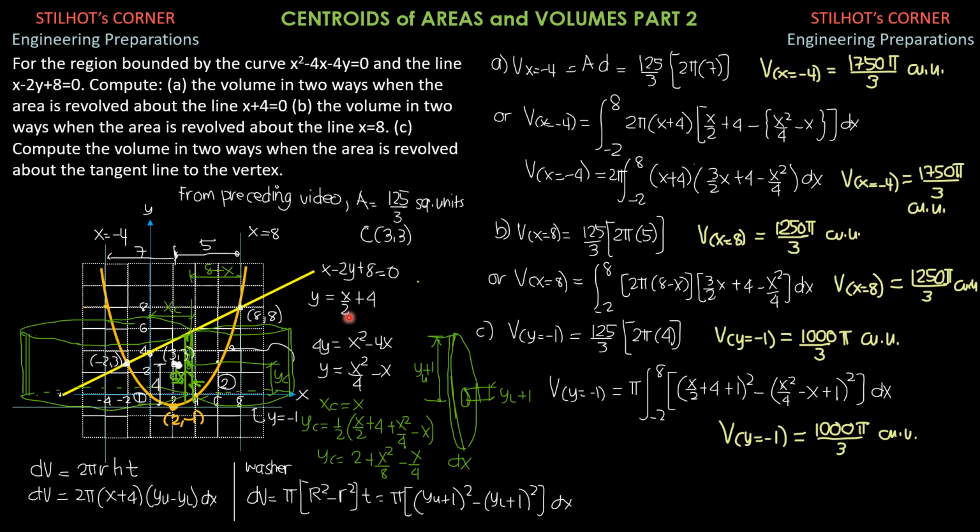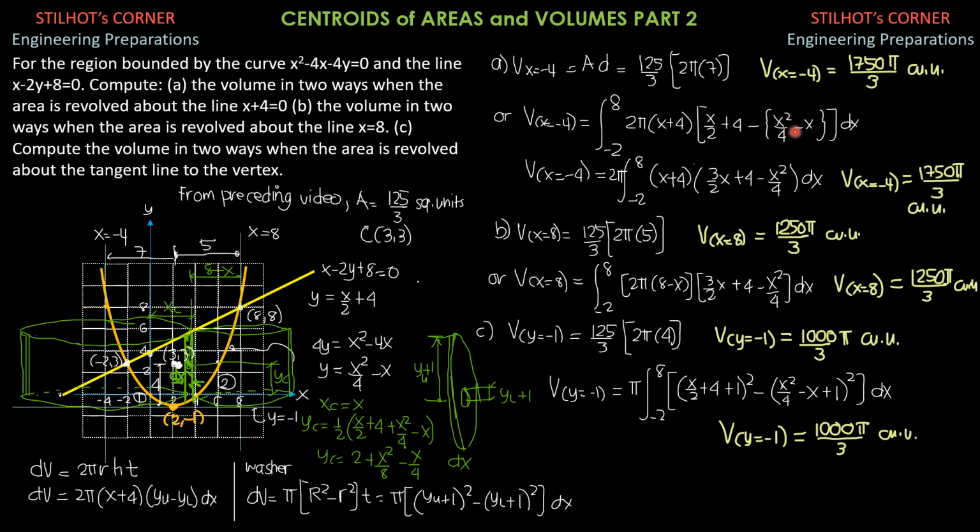The upper y is the y of the line, which is x over 2 plus 4, and the lower y is the y of this parabola, which is x squared over 4 minus x. So simplifying, putting 2 pi before the integral sign, we have 2 pi, the integral from negative 2 to 8 of x plus 4.